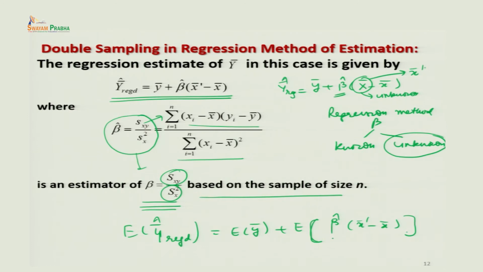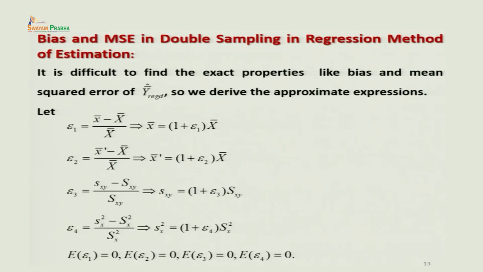Now, you see this is random, this is random, this is random. So this entire quantity is stochastic, and it is not so simple to find out directly the expectation. So what we try to do here is use the same methodology to approximate the bias and MSE using the epsilons.